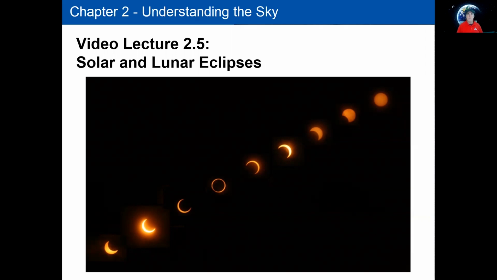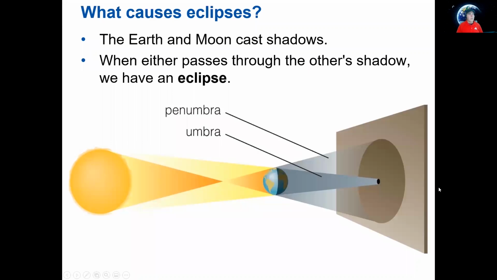Hello everybody. In this video, we'll learn how solar and lunar eclipses develop and how we can predict them. An eclipse takes place when one heavenly body, such as the moon or planet, moves into the shadow of another heavenly body.